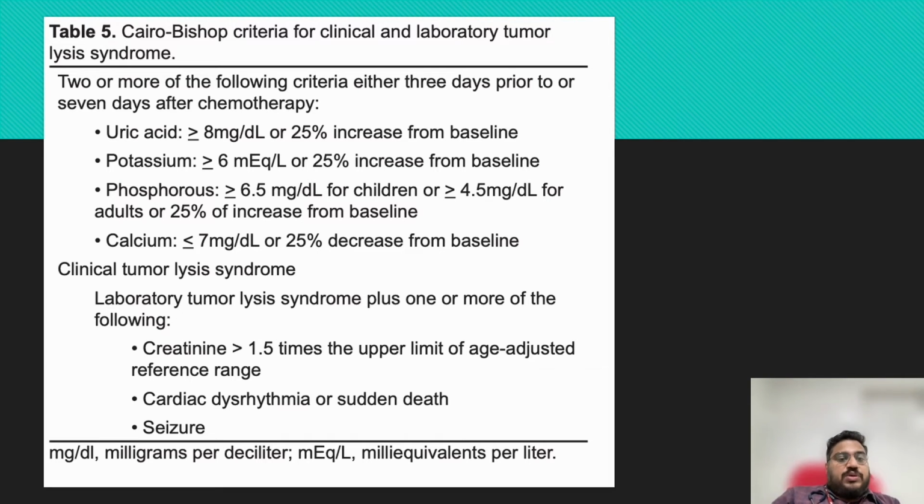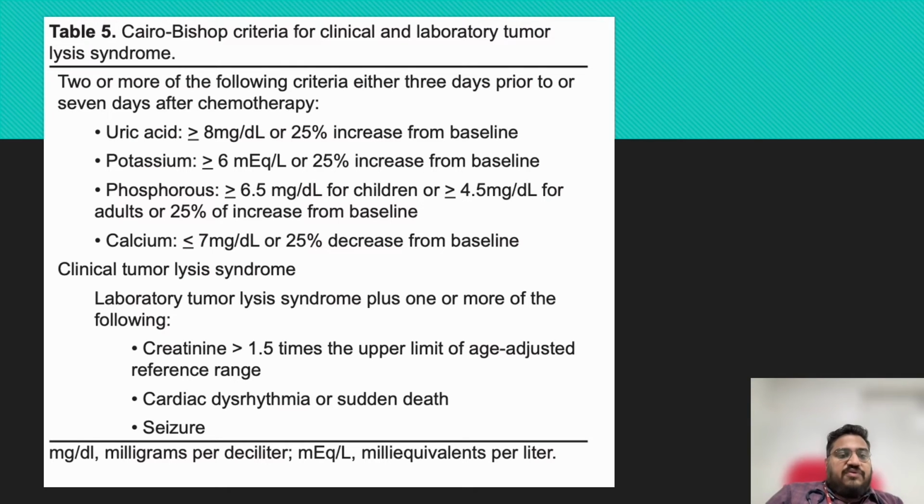And clinically, when you say tumor lysis syndrome, it is laboratory tumor lysis syndrome plus 1 or more of the following: creatinine more than 1.5 times the upper limit of the age adjusted reference range. So we have to calculate the age adjusted creatinine and find if it is more than 1.5 times. That is one of the clinical criteria. And cardiac dysrhythmia or sudden death or seizure. This is how you need to have a high index of suspicion. Routinely we don't do uric acid, so whenever you have a high index of suspicion, the patient was on some hematological malignancy, so he is undergoing some treatment, or he can come with spontaneous tumor lysis also.